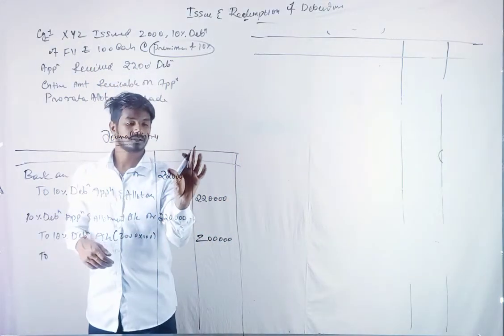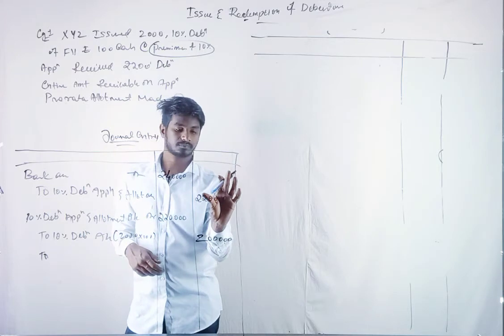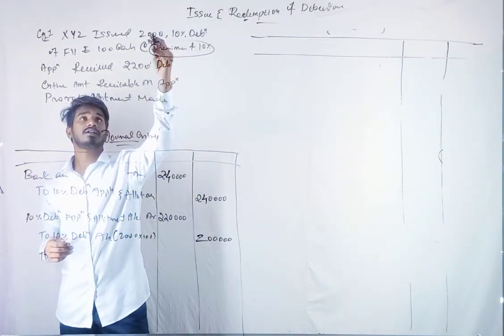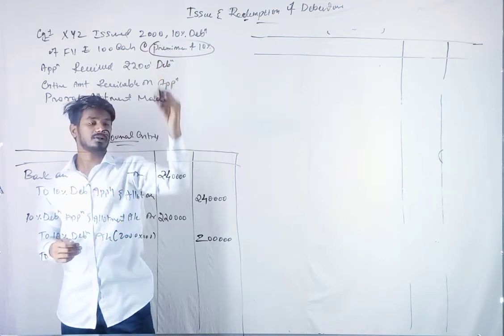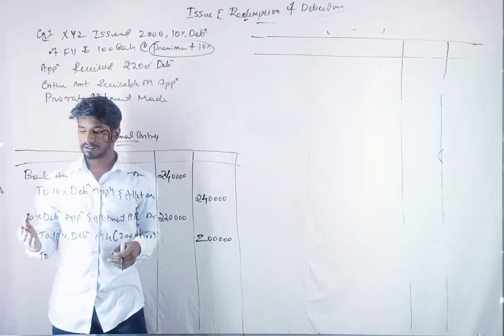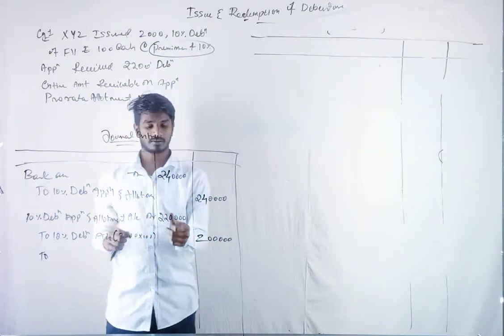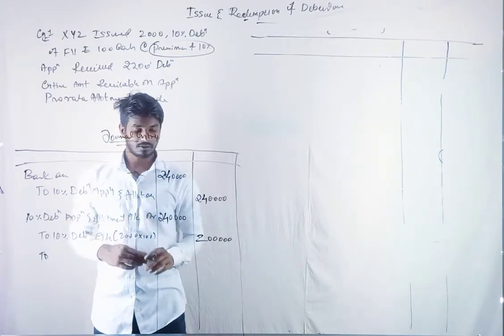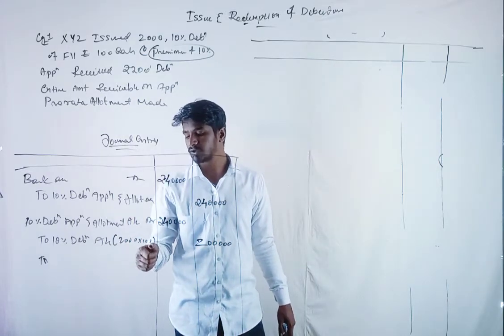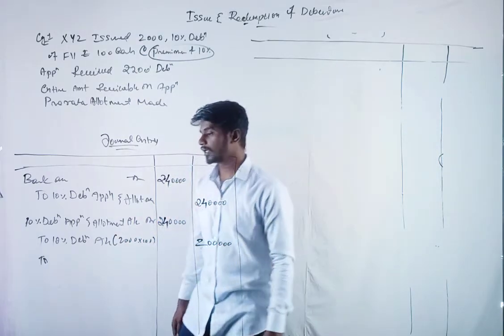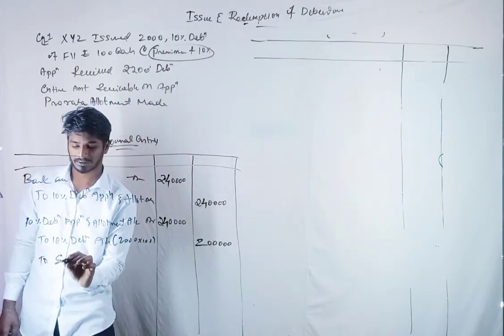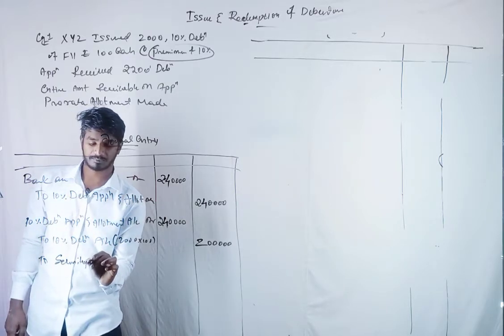I think we should get 2,40,000. Right. 10% means 200 debentures into 100, 20,000. We should add 2,40,000 totally we will receive, and 10% debenture application 2,40,000. Out of that 10% debenture account, how much it goes? 2000 we have issued into face value 100. 2 lakh rupees goes to the debenture account, and security premium.